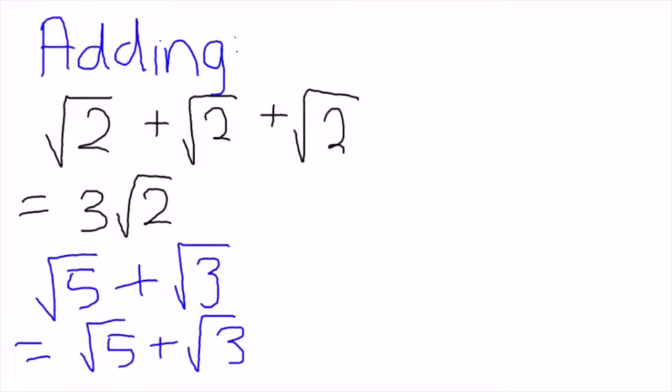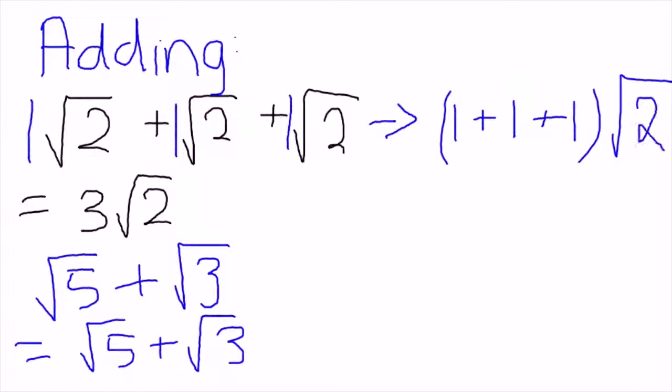So you must know that when we have like terms, we add the rational parts and keep the same the irrational parts. So the rational parts in the example of root 2 plus root 2 plus root 2 would be 1, and the irrational part would be root 2, giving us the answer of 1 plus 1 plus 1 root 2. As we have added the rational parts and kept the irrational parts the same, which is root 2.